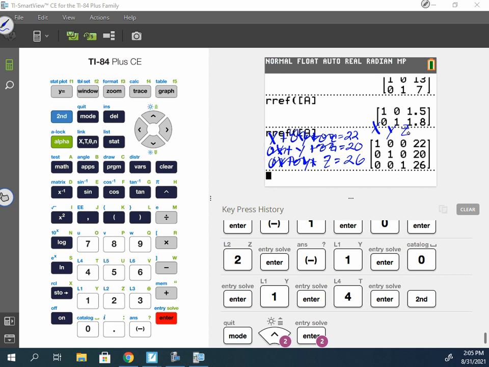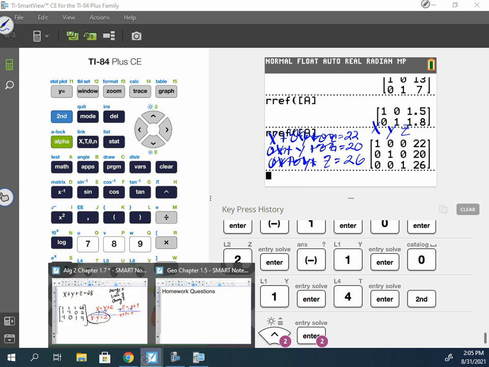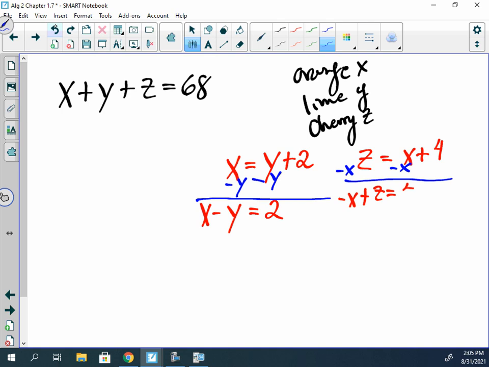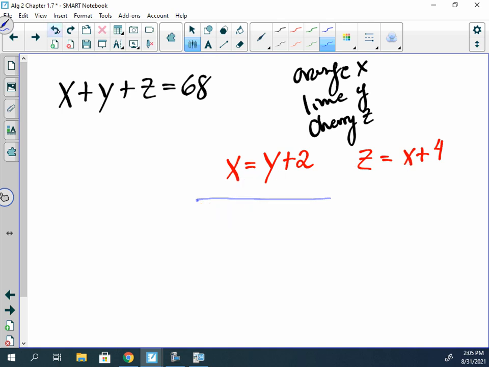Any other questions? Because it is possible to use these equations to solve it.